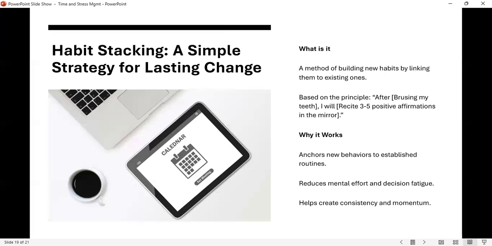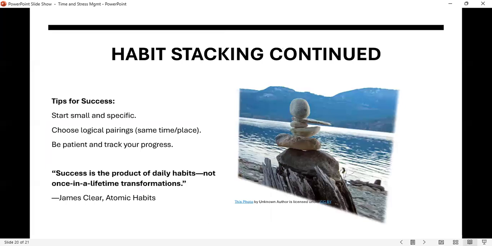It really is simple, small steps. Start simple, start with those small steps. Before you know it, these habits are going to start carving new pathways in our brains. So start small and specific, as I just mentioned. Choose logical pairings: choose habit pairings that are going to be in the same time and place. Again, pot of coffee, big glass of water; brush my teeth, 3 to 5 positive affirmations in the mirror. Success is a product of daily habits, not once in a lifetime transformations. James Clear, from Atomic Habits.